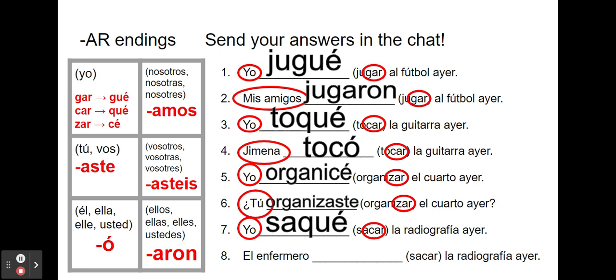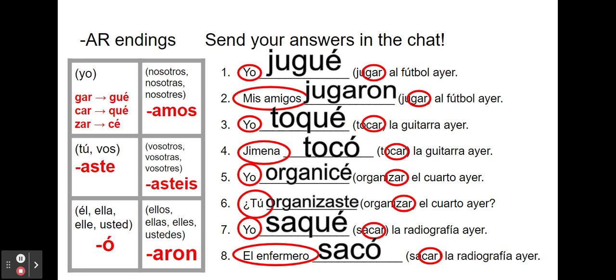And number 8, el enfermero saca la radiografía ayer. Now we're saying the nurse took the x-ray yesterday. And still it is a CAR verb, but now my subject is el enfermero, which means the nurse. So again, this is a singular and third person. We're talking about them. So that would be él, ella, or ella. And my ending should be O with an accent mark. So that would be sacó. El enfermero sacó la radiografía ayer.